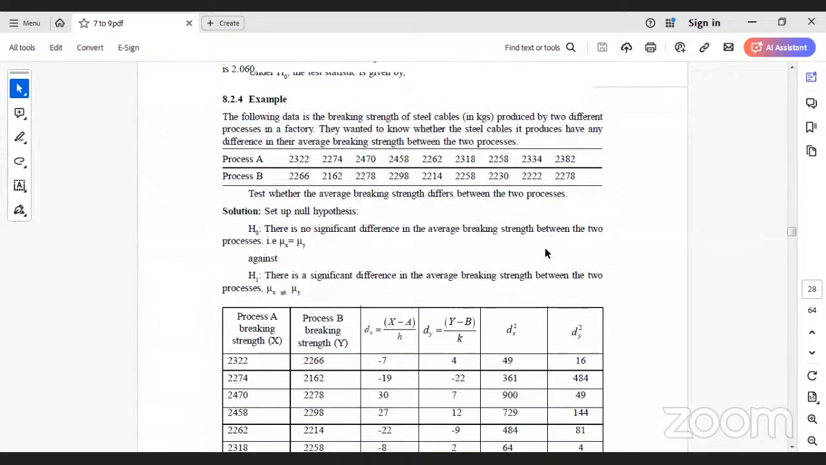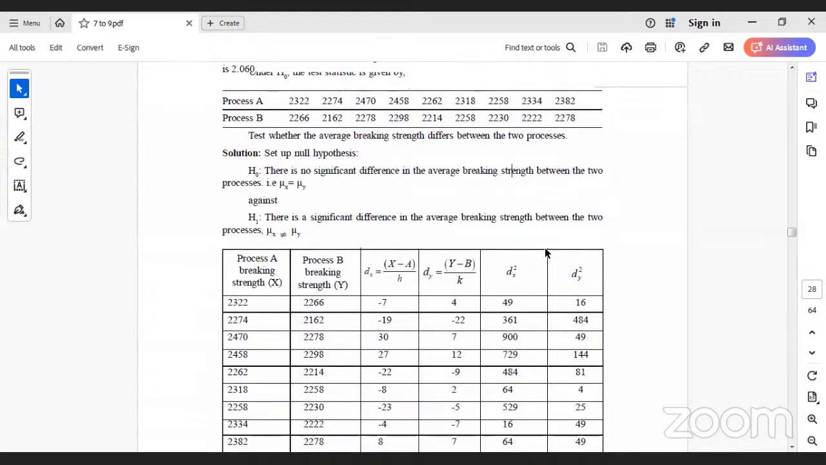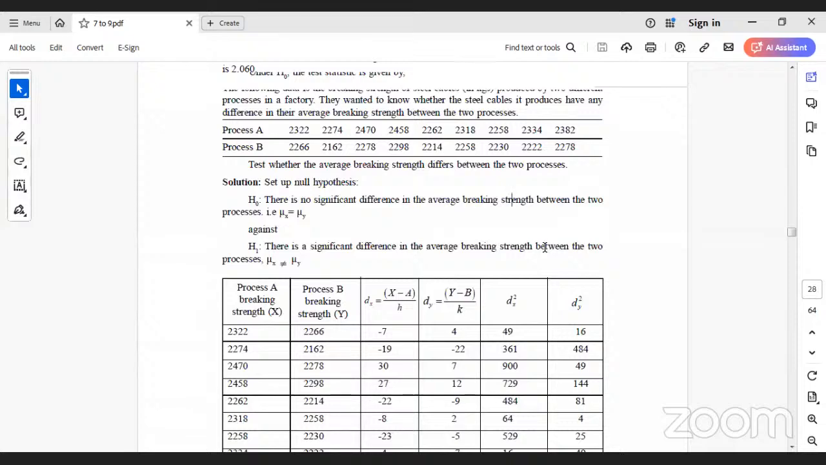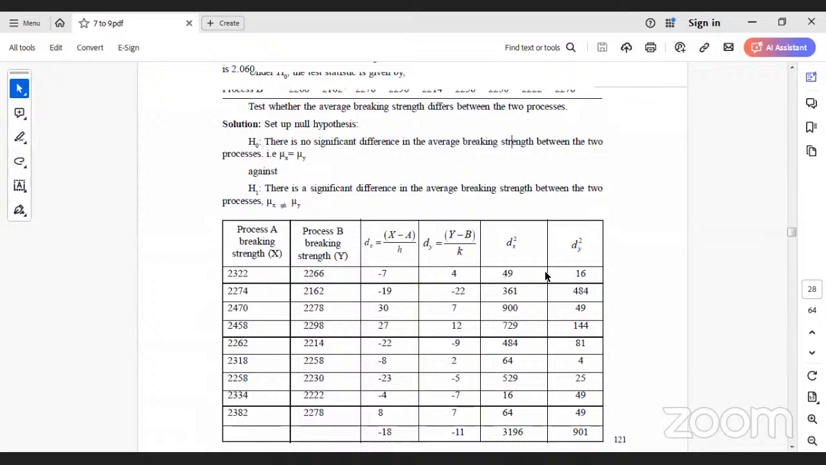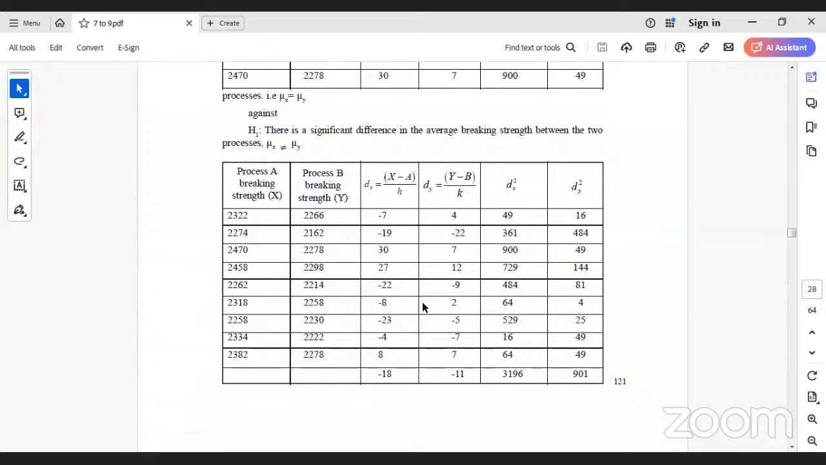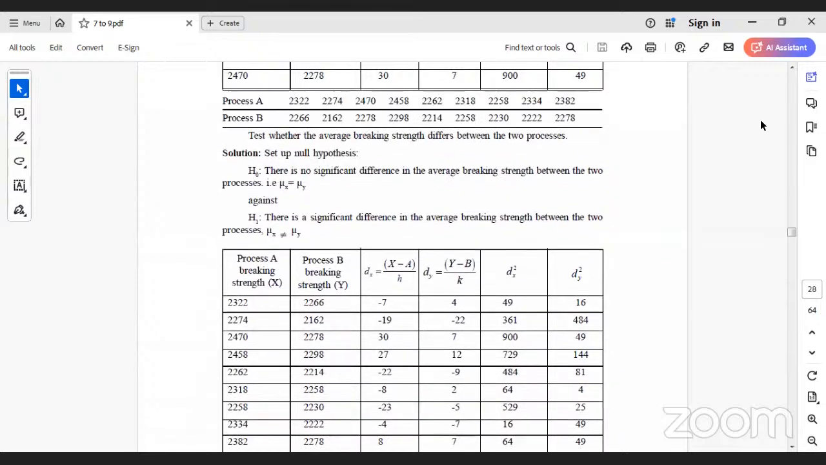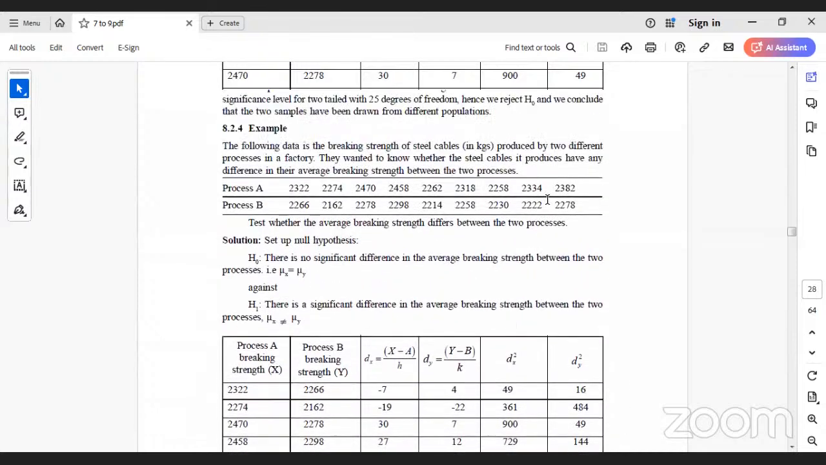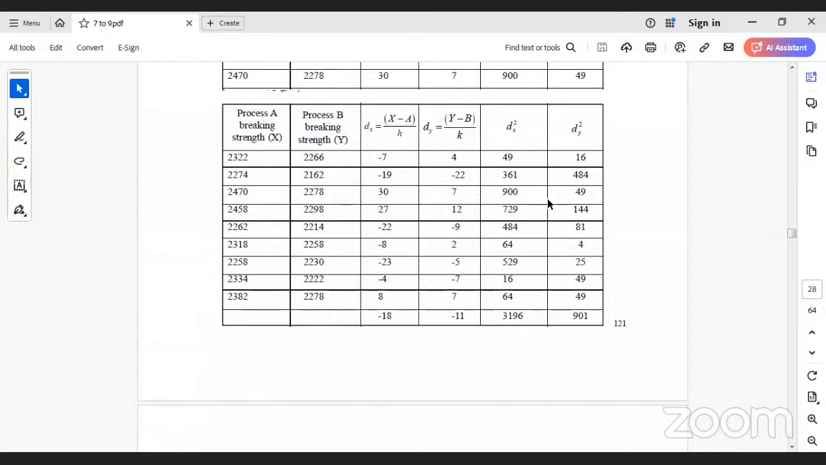The data values are 2232, 2274, 2470, 2458, 2262, 2318, 2258, 2334, 2382, 2266, 2162, 2278, 2298, 2214, 2258, 2230, 2278. So therefore, we subtract a arbitrary value, summation of dx. Dx is equal to x minus a by h. So dx is equal to x minus a by h.